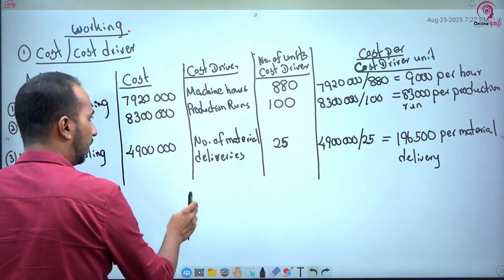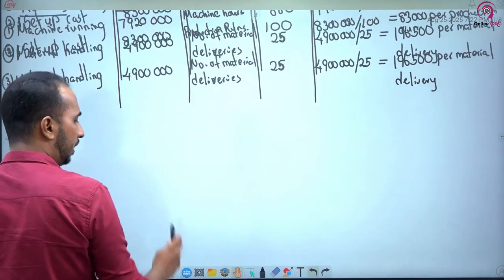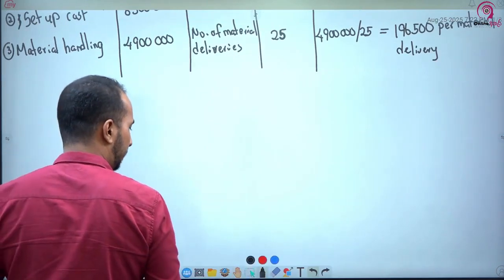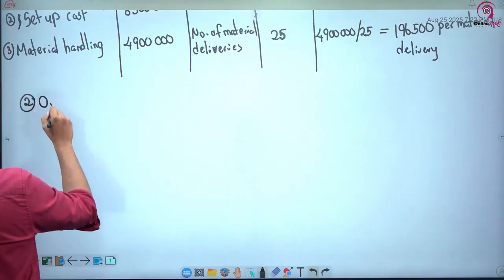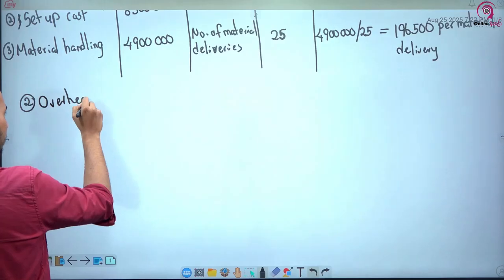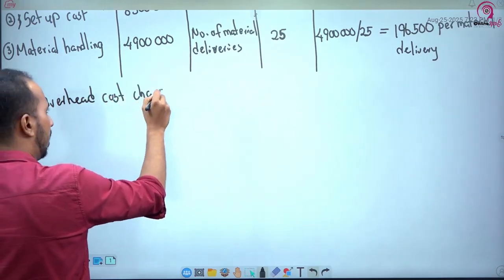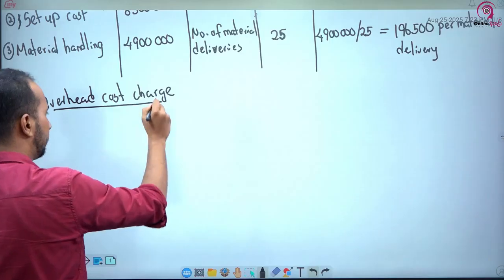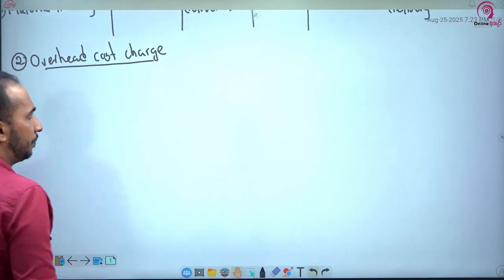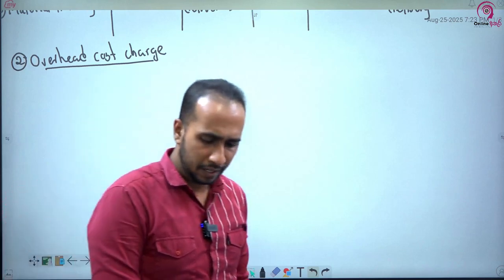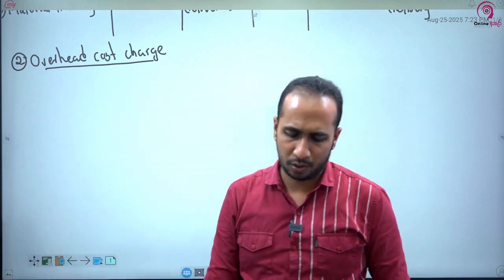Then we have to allocate the overhead cost. So I am using the second working for that. Overhead cost charging. Now we are going to charge the overhead cost to our products. That is what we are going to do under the second working.